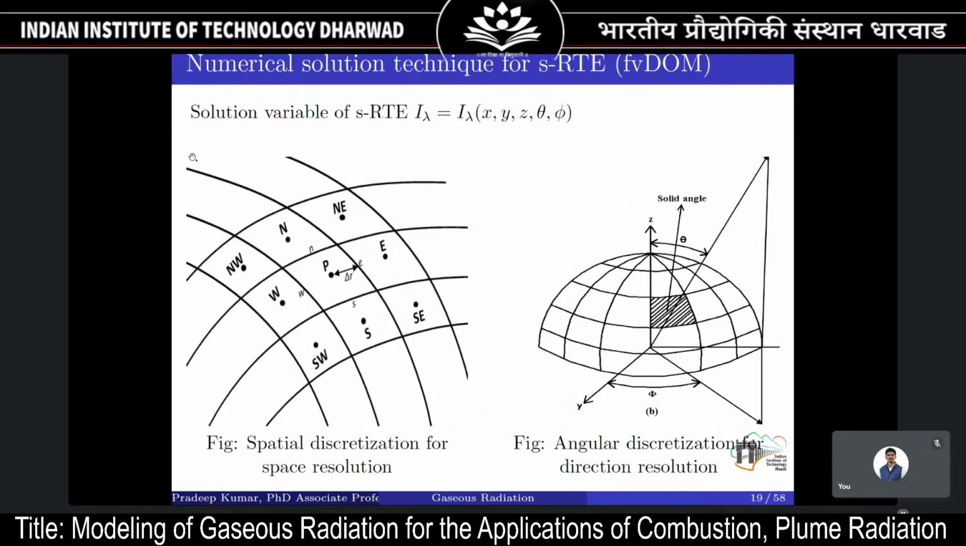Okay, and now there is the challenge of solving RT. First, look at the behavior of your dependent variable, that is the intensity, spectral intensity basically. It is a function of your space along with direction. And those of us doing CFD may know that to resolve the spatial variation you need spatial discretization. But along with that you also have to resolve the directions, for which we basically use the spherical coordinate system. So two discretizations are involved.